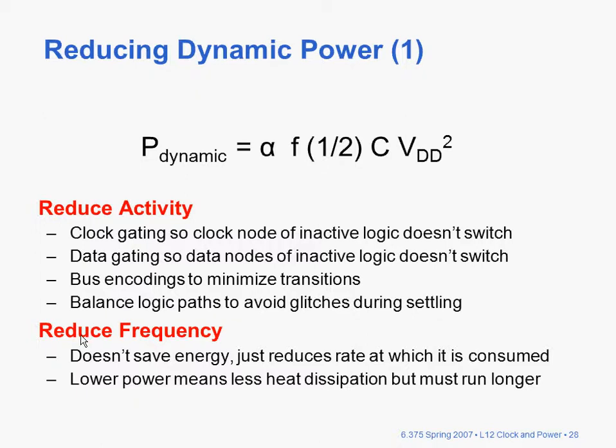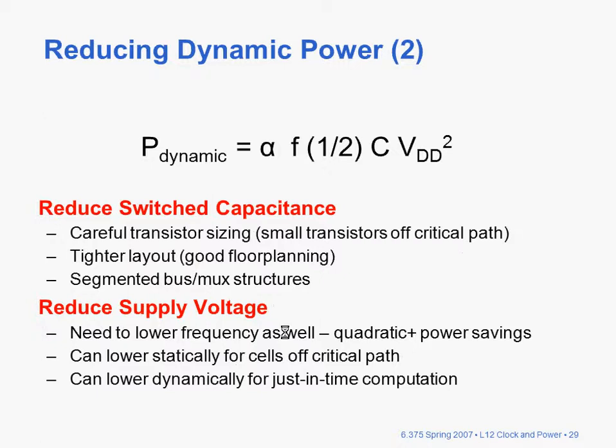In addition to this, you can always reduce the frequency. That doesn't really save energy because it takes you a little longer to do the operation, but it reduces the amount of heat you have to dissipate at any point in time. You can also reduce the switching capacitance, which might be careful transistor sizing. Put the small transistors off the critical path, for example, if you don't need them to be super fast.